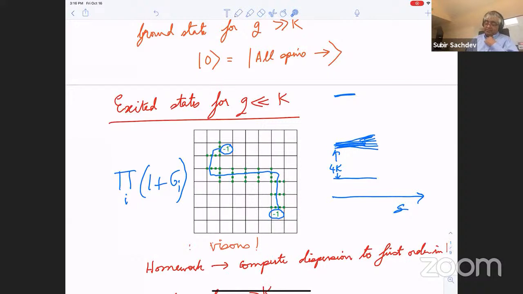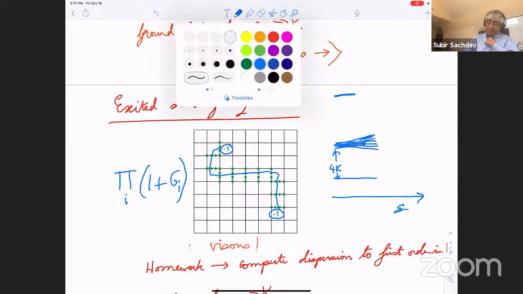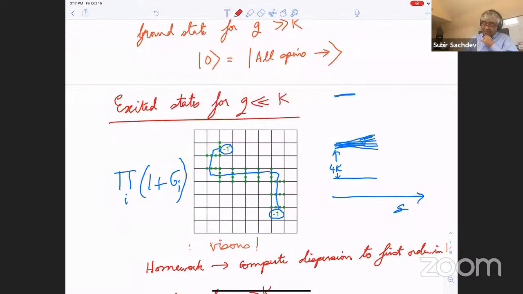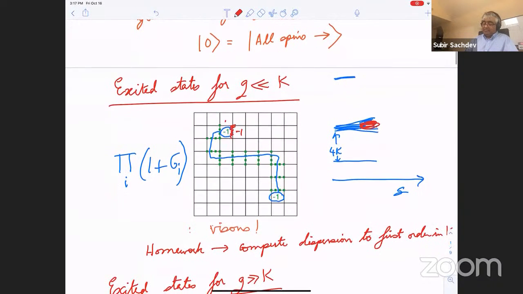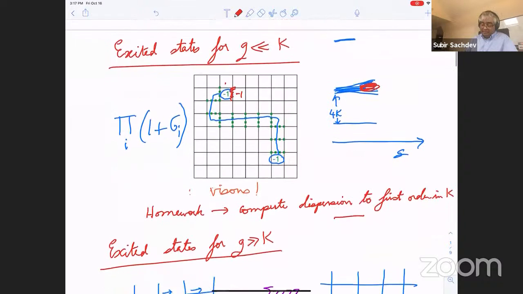Well, basically at first order in G, you can find that the Vison will hop. So if you just flip this spin, suppose I flip this additional spin here at first order in G from the X operator, the Vison will now be here. And so there's like a tight binding model. A Vison can hop to 4 possible states, and so you can figure out the dispersion and the momentum eigenstates that are going to appear here. So that would be a homework problem to carry out. Okay, so that's for G much smaller than K.